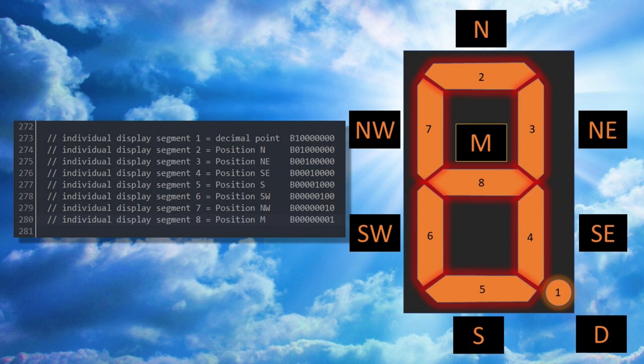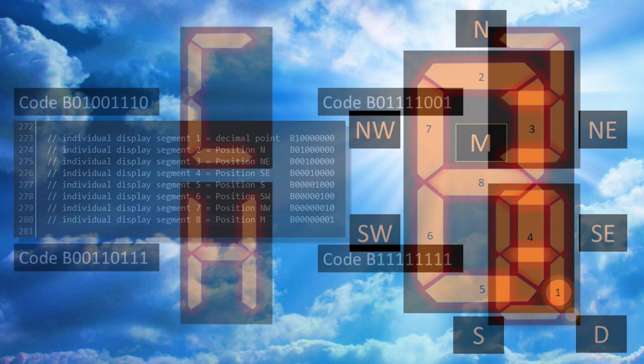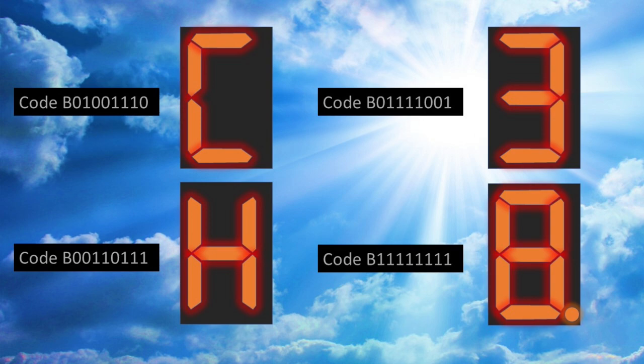One way of remembering how to do it is to refer to the decimal point as the first segment, north as the second, and then work around clockwise for the rest, finishing on the eighth segment in the middle. And here are some examples, and just to make sure I knew what I was talking about, which isn't very often, I did double check these on my LED display first.